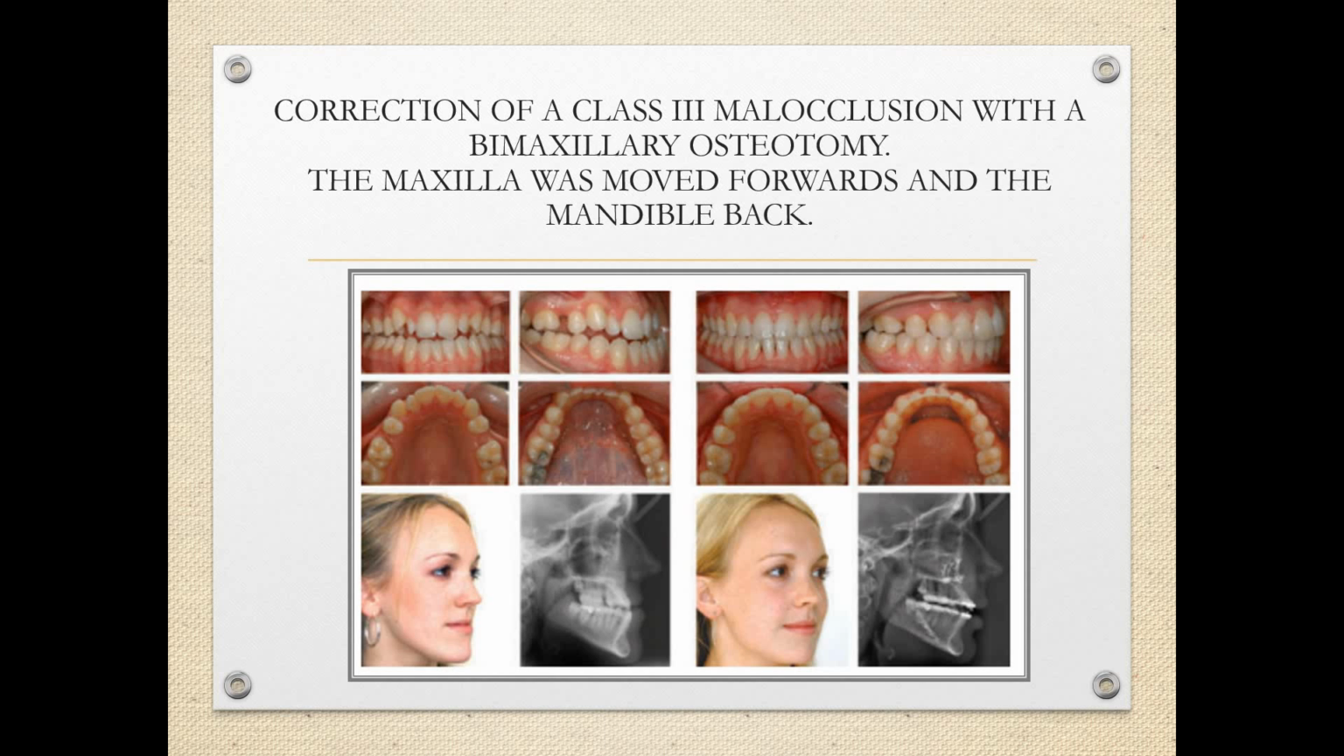Class 3 cases can be associated with varying amounts of maxillary retrusion and mandibular prognathism, either alone or in combination, and will require corresponding anterior-posterior movement of these jaws, often via Le Fort 1 and bilateral sagittal split osteotomy.